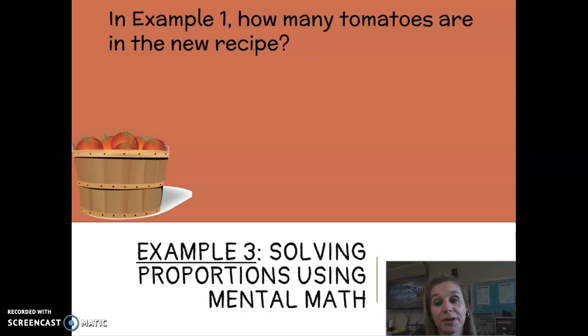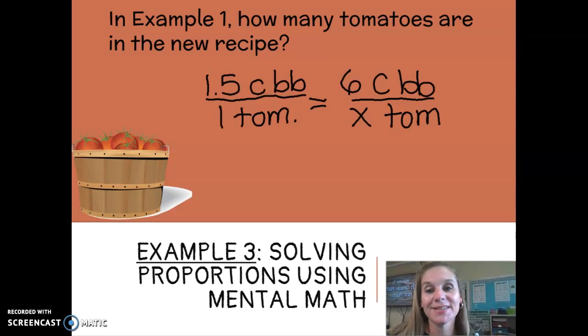Arrived at example 3. This one includes solving proportions using mental math. Kind of weird though, the very first instruction says, in example 1, how many tomatoes are in the new recipe? That means I need to go back to video 1 so that I can get my information. So let me do that real quick.